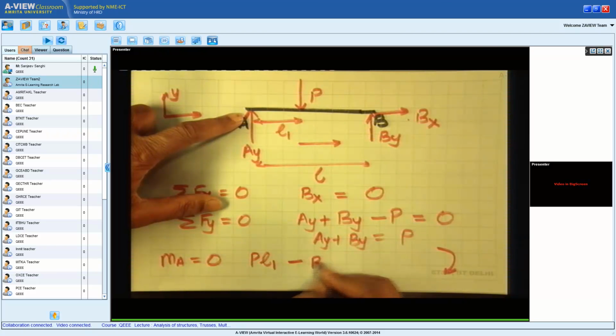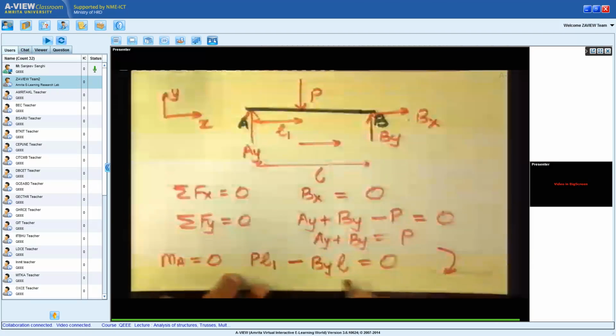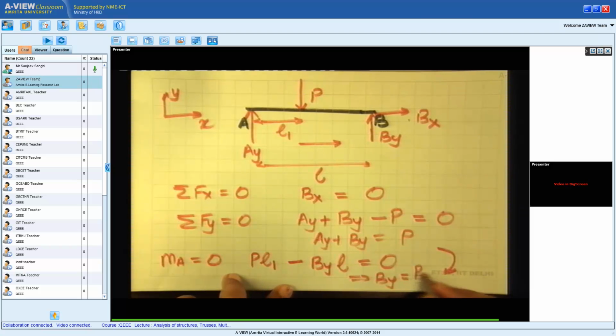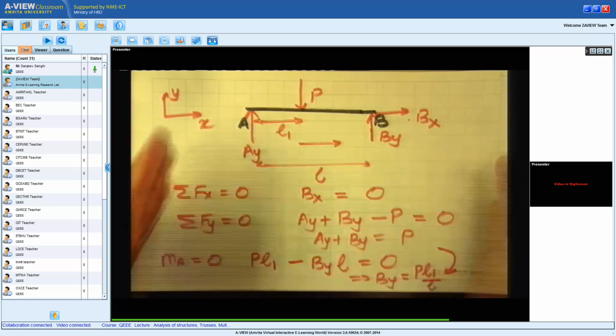So therefore I get minus By times L is equal to 0, and this gives me the value of By. By is equal to P times L1 upon L. So this is how I get By. Once I know By, I can get Ay.